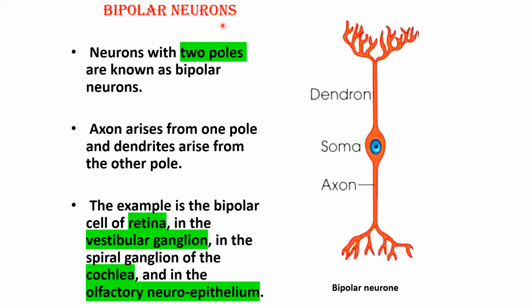Then bipolar neuron. Bipolar neurons have two poles. An axon arises from one pole and dendrites arise from another pole. In this way, this type of neuron has two poles. Examples of bipolar neurons are those present in the retina, in the vestibular ganglion, in the spiral ganglion of the cochlea, and in the olfactory neuroepithelium.